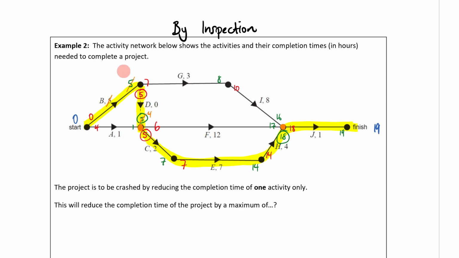So why not reduce it by more? Why not take it all off? Why not now say B takes no time to complete? Now, why isn't that the smartest thing to do?